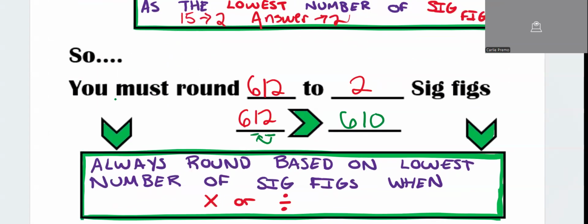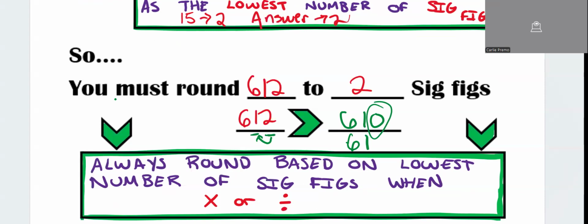One important thing to note here is that some students will round this answer as 61, which is 2 sig figs. However, that is not the same number. 61 and 610 are not representing the same value. And so it's important that even though the 0 is not significant, that it is represented so that the number remains the same overall value.